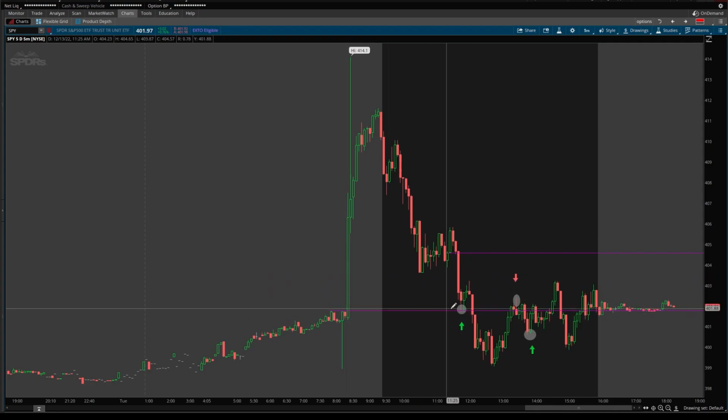Immediately sold into it. As soon as I saw these wicks, I really wanted the explosion back up into this area up here, honestly. This box up here, but we didn't get it. We kept wicking, and that's when I sold. A little bit of profit, just a quick scalp.